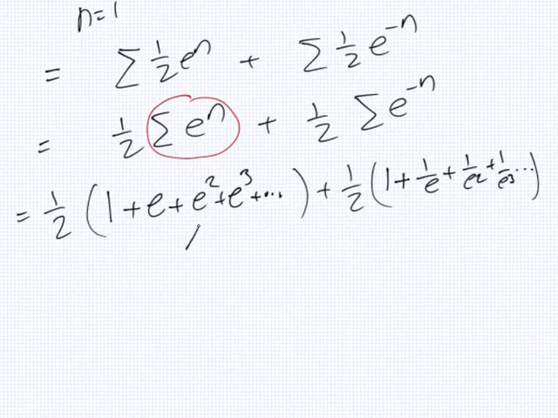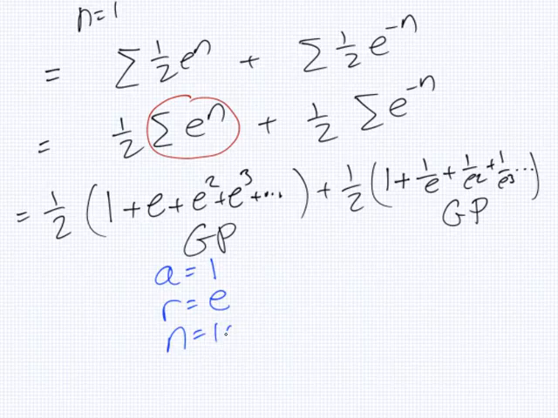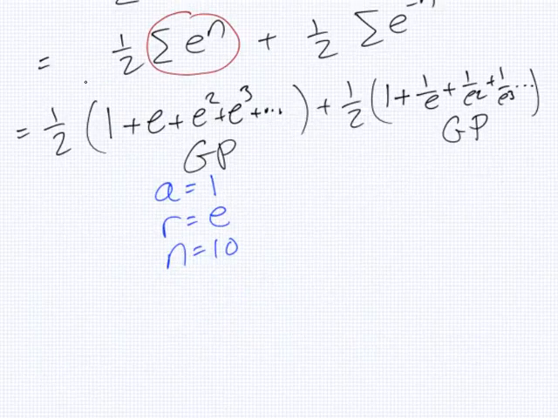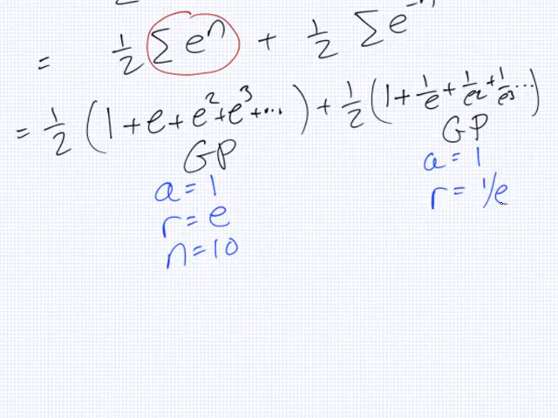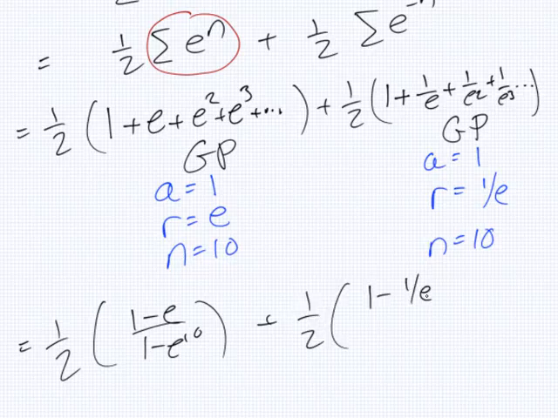If you look carefully, you see that these are both geometric. With a equal to 1, r equal to E, and n equal to... I say it in the question. 10. Here a equals 1, r equals 1 over E, n equals 10. So we have a half a times (1 minus r to the 10) over (1 minus r) plus a half times (1 minus r to the 10) over (1 minus r). This is the answer here.